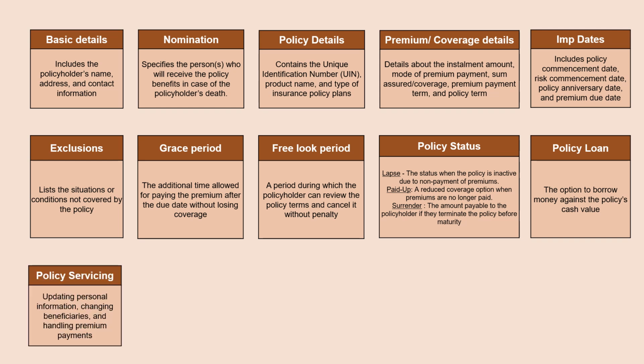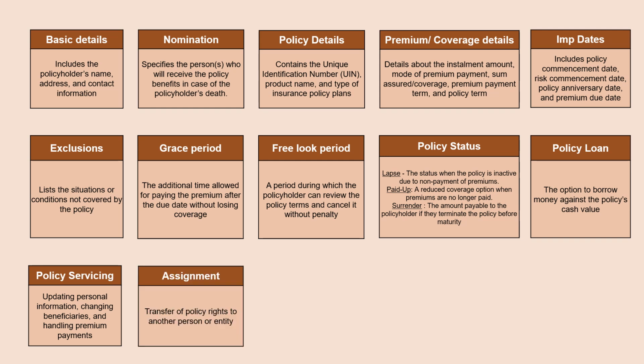Policy servicing. This involves making changes or updates to an existing insurance policy. If the policyholder needs to update personal details such as address or contact information, or modify the premium payment schedule, they must fill out an alteration form provided by the insurance company. Once submitted, the insurance company will verify the information and make the necessary updates to the policy document. This ensures that the policy remains accurate and up to date, reflecting the policyholder's current circumstances and preferences.